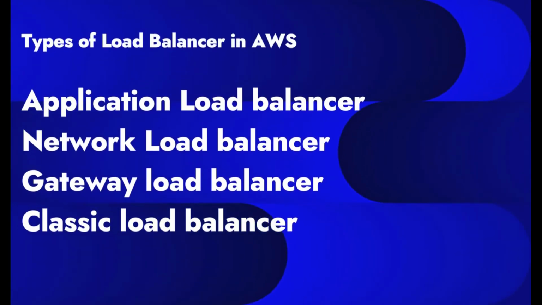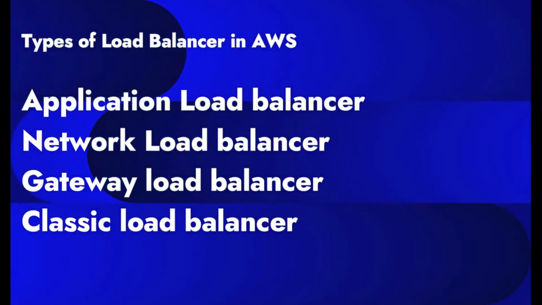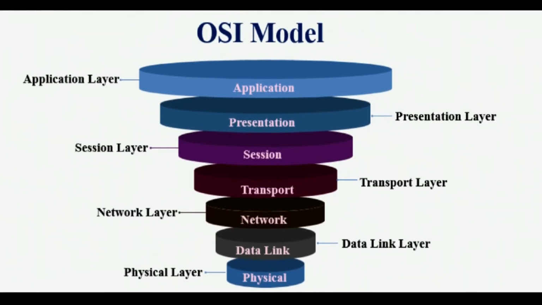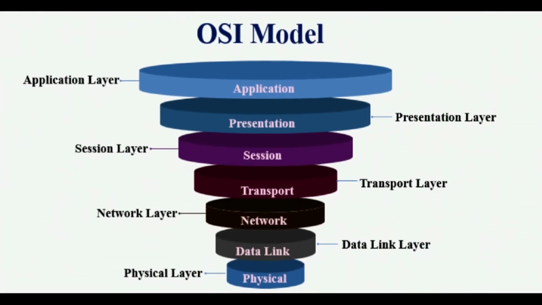Now we have other load balancers as well, like the network load balancer, the gateway load balancer, the application load balancer, and the last one, the classic load balancer. In today's demo we are only going to cover the application load balancer, which is working on port number 80 and 443. That means the application load balancer is working on layer 7 of the OSI model, and it works on the HTTP and HTTPS protocol.